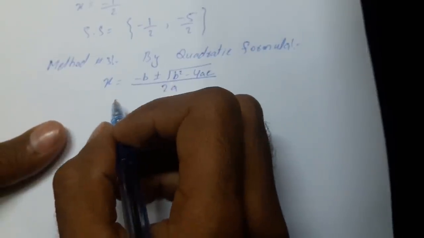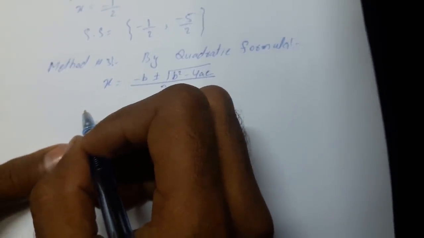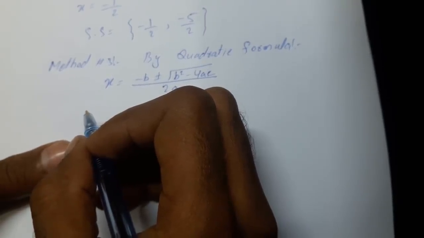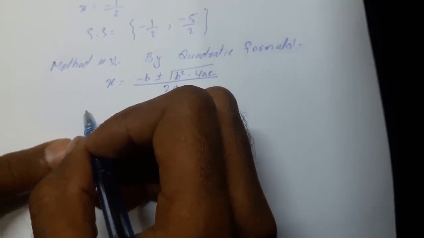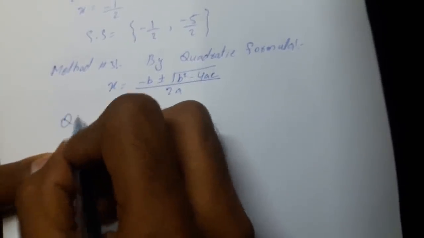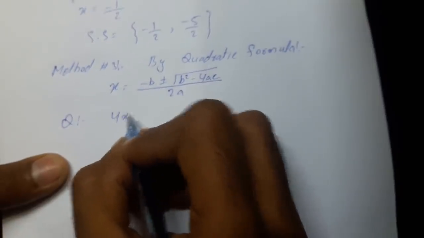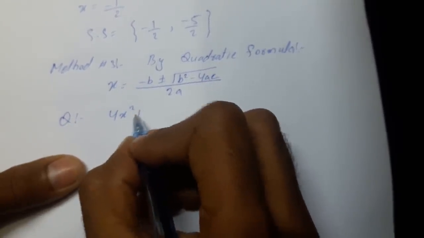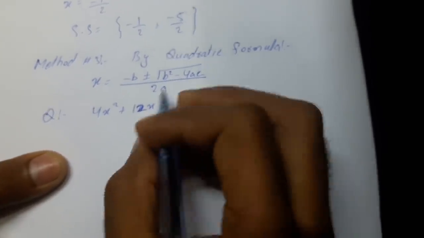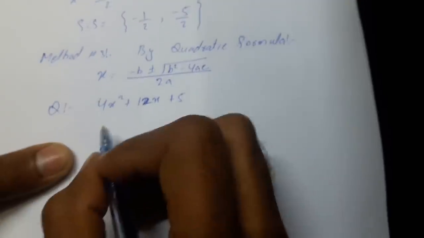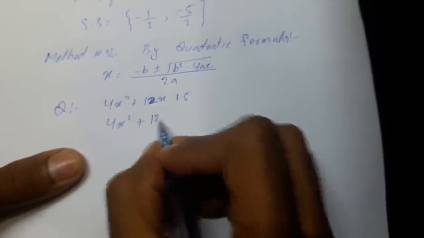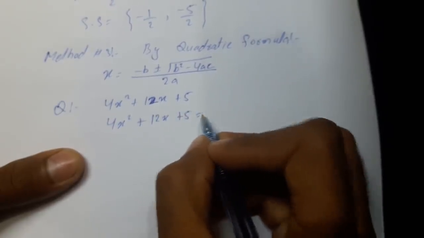Okay, so now we will move on to the same question and solve it, and we will get the same answer. Here the question was 4x square plus 12x plus 5. First of all, we will put 4x square plus 12x plus 5 is equal to 0.